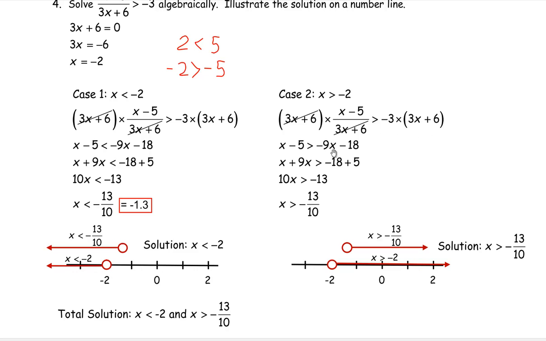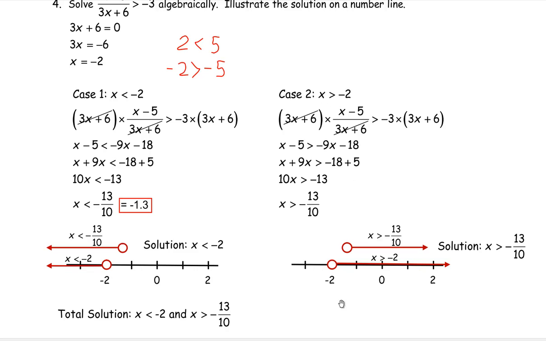So this does not change direction. It stays greater than. And otherwise, all the algebra is the same. Okay, we divide by 10. So x is greater than negative 1.3. Okay, so just the opposite of what we had over here, because we didn't change the direction of the inequality.